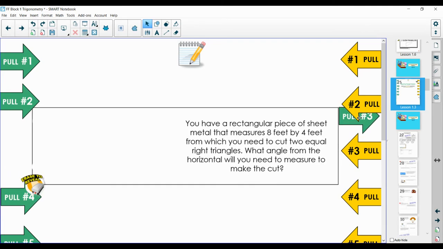The question says you have a rectangular piece of sheet metal that measures 8 feet by 4 feet, from which you need to cut 2 equal right triangles. What angle from the horizontal will you need to measure to make the cut? All right, so pause the video, try drawing your diagram.